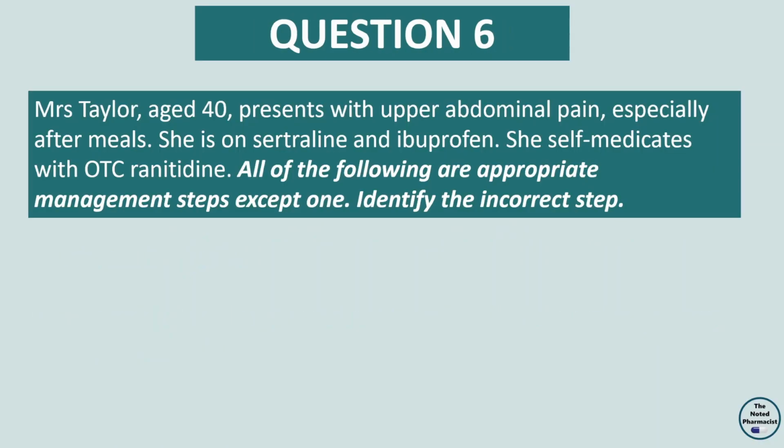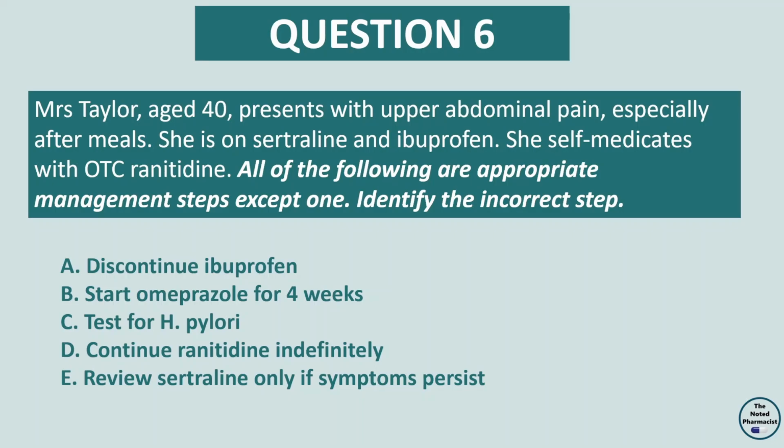Question 6. Mrs. Taylor, aged 40, presents with upper abdominal pain, especially after meals. She is on sertraline and ibuprofen and self-medicates with over-the-counter ranitidine. All of the following are appropriate management steps except one. Identify the incorrect step. Option A, discontinue ibuprofen. Option B, start omeprazole for 4 weeks.